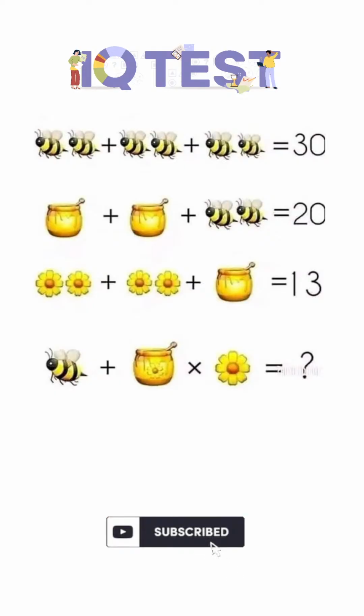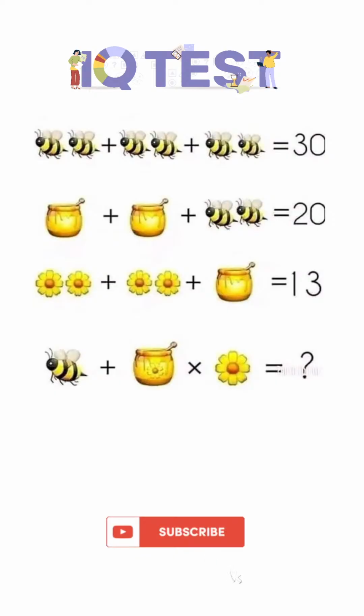so that becomes 7. So we have 5 for the B, plus the honey jar with the flower, which is 7, multiplied by the flower separately, which is 2. So if we multiply 7 by 2, we are going to get 14. That 14 plus 5, that will give us 19. So our answer here is 19.